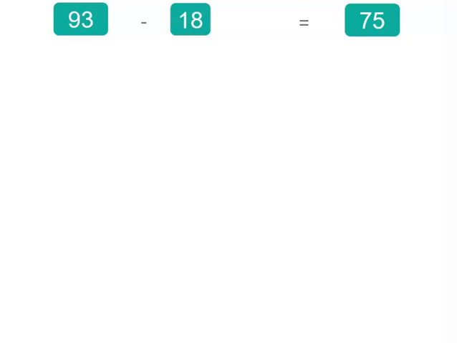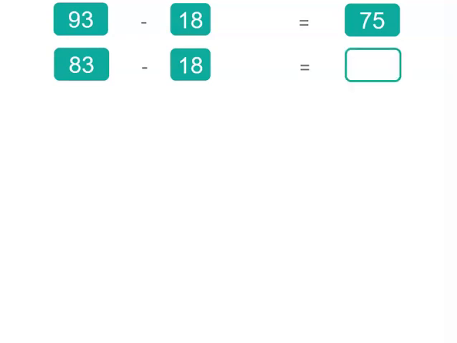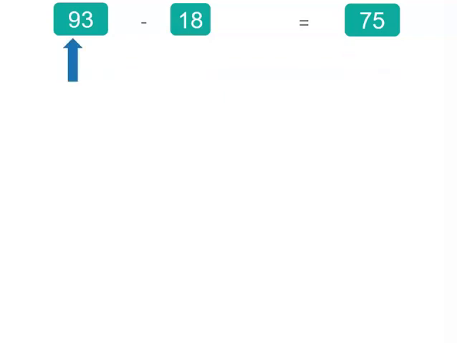We've got 93 minus 18 equals 75. How will that help us solve 83 minus 18? Well, the thing is, we've still got the issue here where we've got a 9 in the tens place. We're taking away 1 in the tens place, which is 8, but we've only got 7 in our answer. And that's because we didn't have enough units to take away, so we had to regroup.